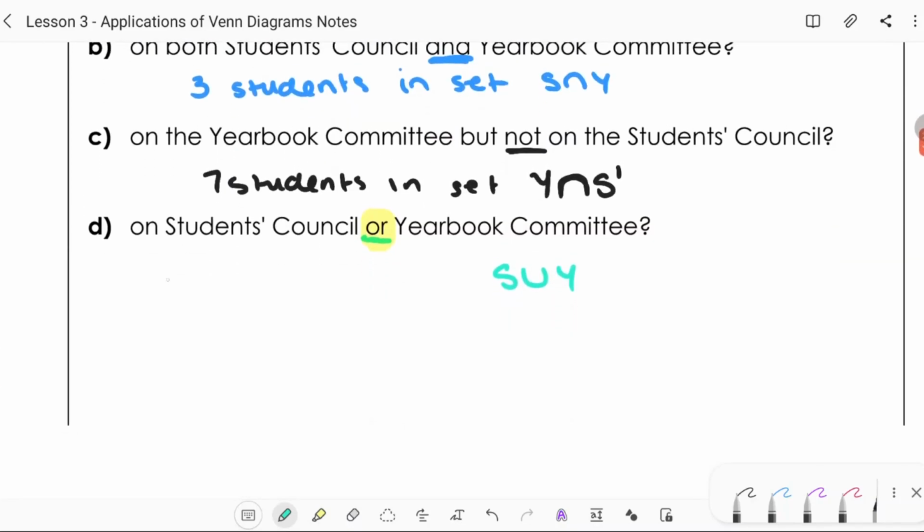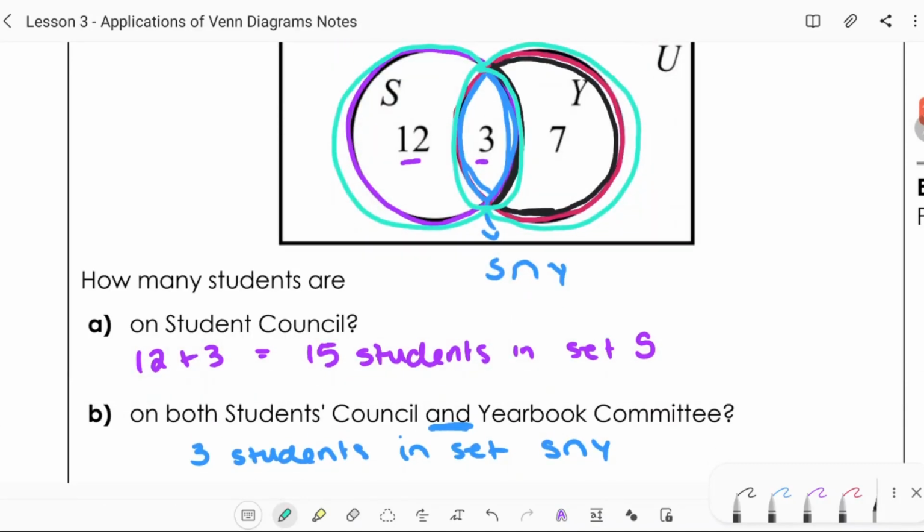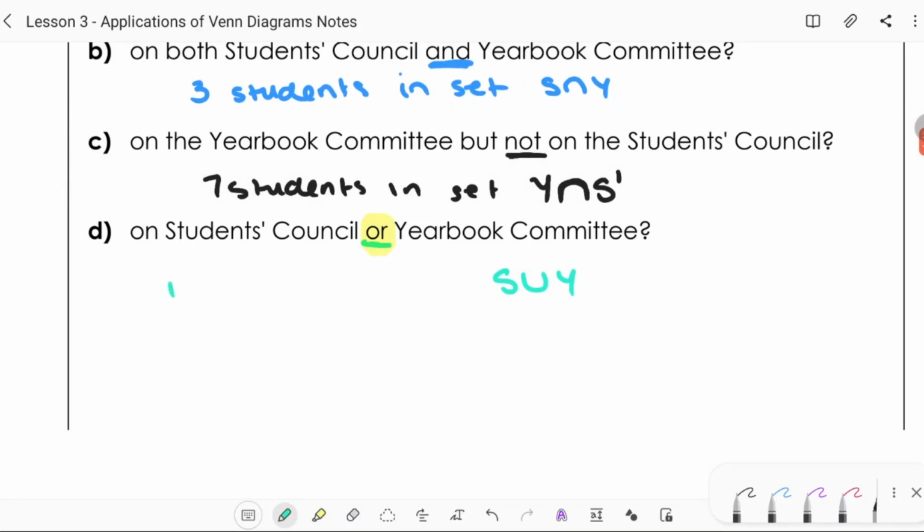Let me start from the left side. Those things in set S, I have 12, plus those intersects in the middle, 3, plus those 7 students just on yearbook committee. So I have 22 students in S union Y.